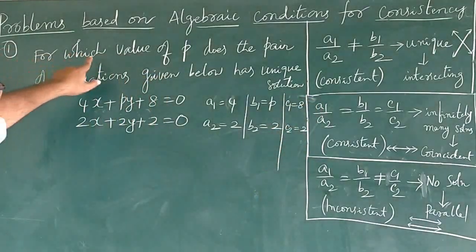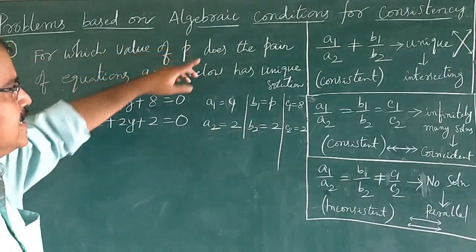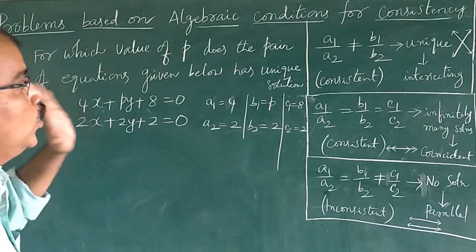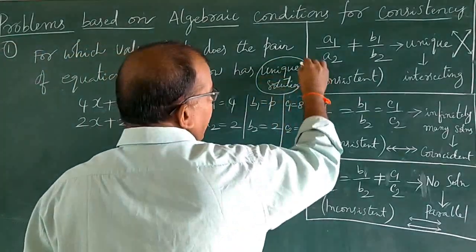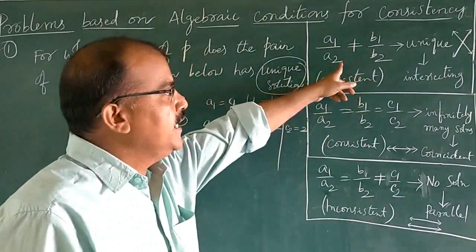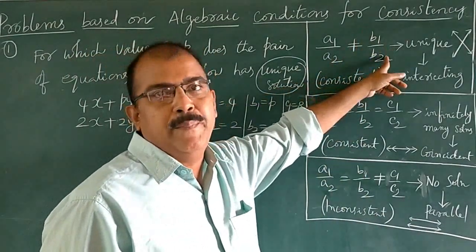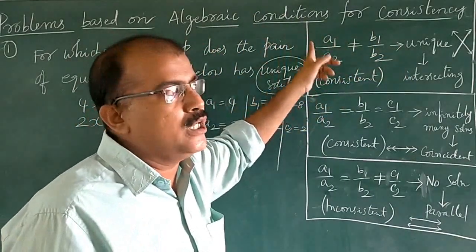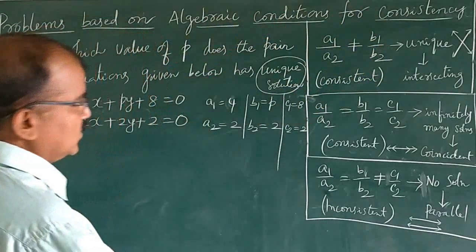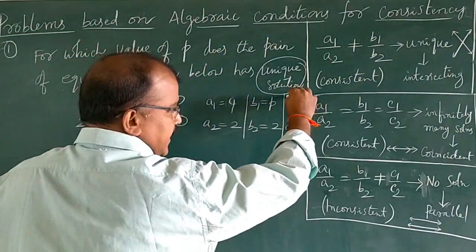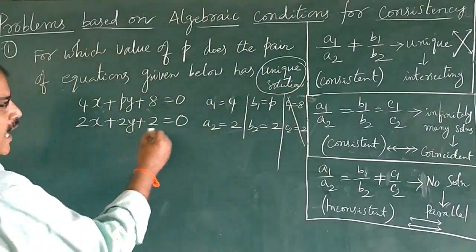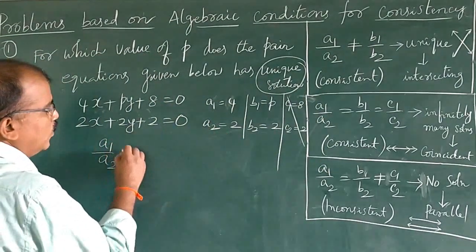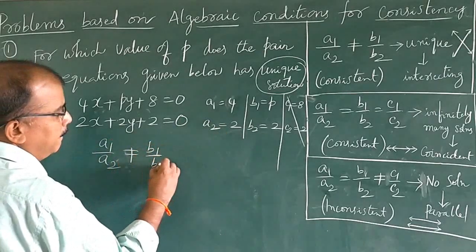What is the question? For which value of p does the pair of equations given below have a unique solution? Unique solution in the sense we have to take this condition. What is the condition? a1 by a2 is not equal to b1 by b2. Very, very important. Unique solution means you have to take this condition, a1 by a2 is not equal to b1 by b2. So, that's why this C1 and C2 is not important. Now, I will take a1 by a2 is not equal to b1 by b2.